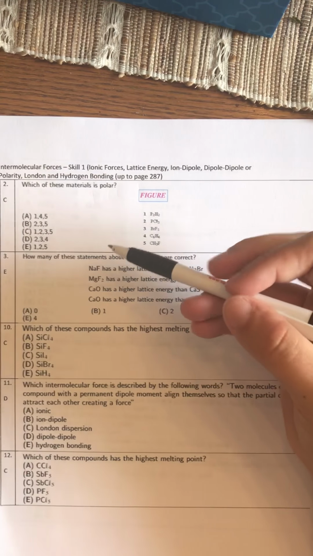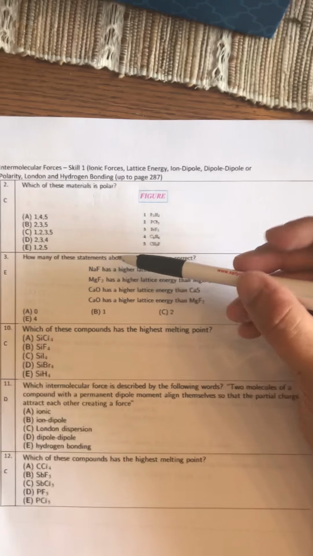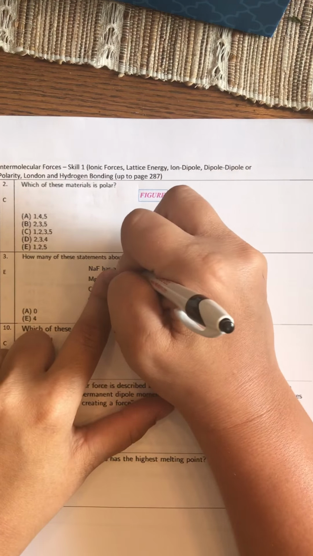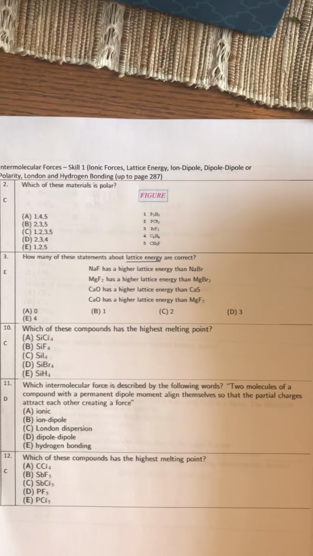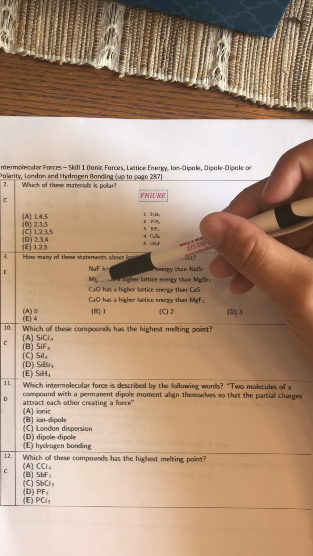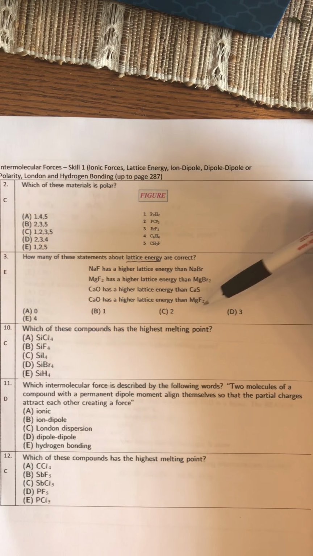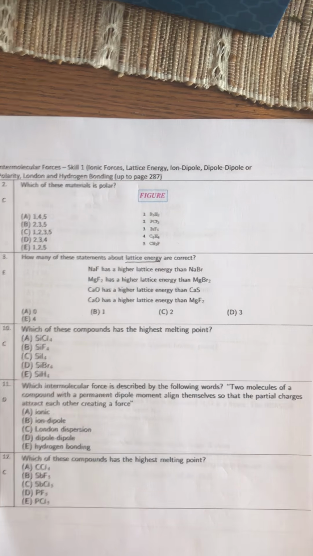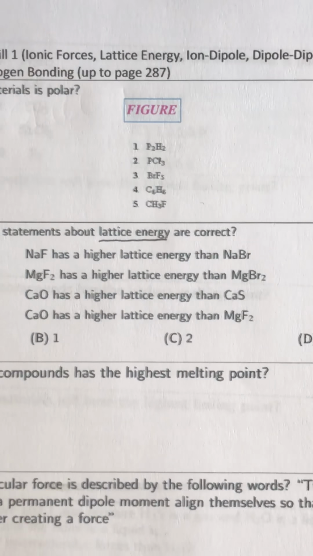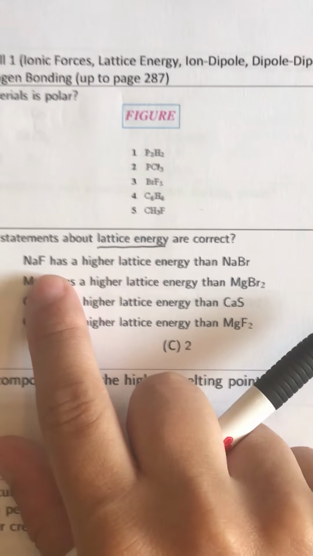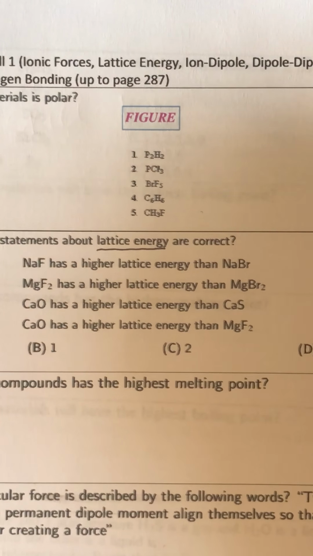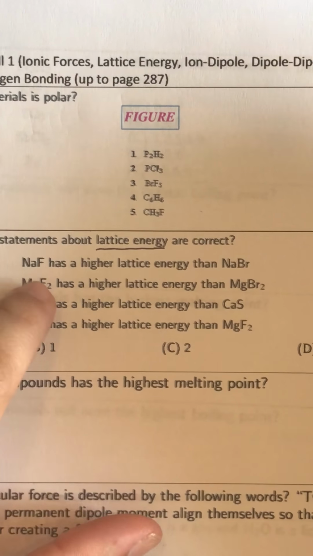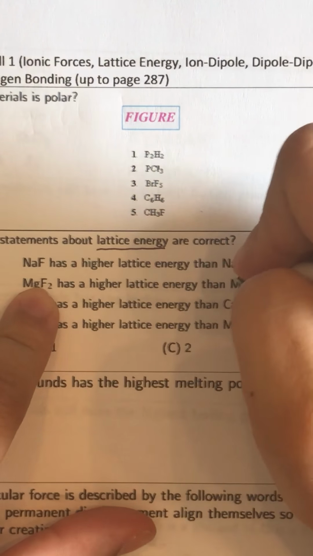Alright, so number 3. How many of these statements about lattice energy, and lattice energy is only going to be found on ionic compounds, are correct? So look over here, all of these are ionic. And so each statement is just comparing 2 ionic compounds. So let's start with the first statement. Sodium fluoride has a higher lattice energy than sodium bromide.